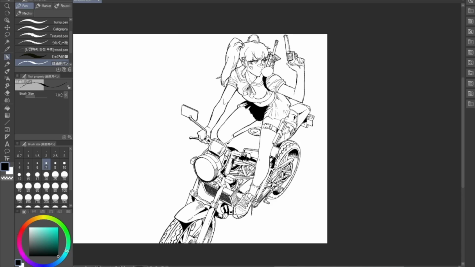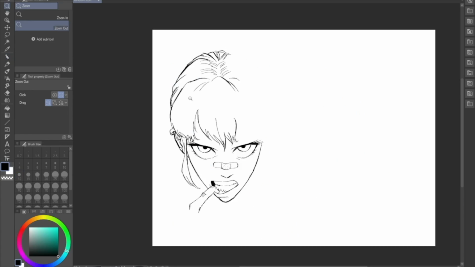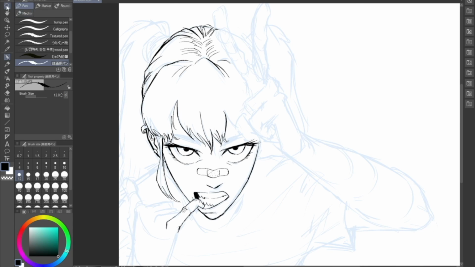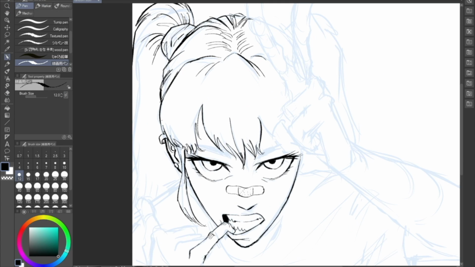I mean, it should come as no surprise, right? This course is literally called the Fundamentals of Stylized Character Art. Now, you know what else sets this course apart from the others? Not only does Mogoon just go over the fundamental stuff, he also goes over the theories and the mental aspects of being an artist and approaching drawing.